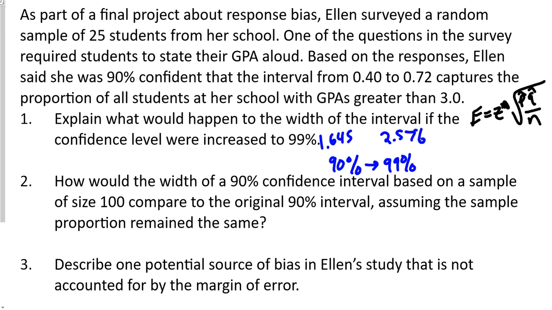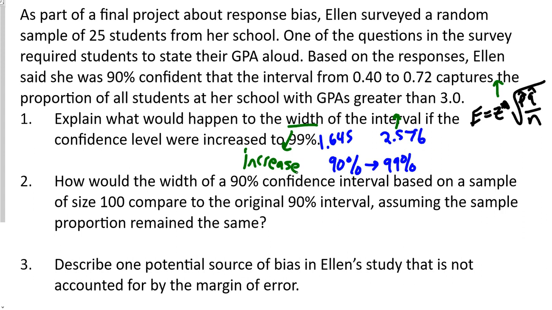If you increase the confidence level, you are increasing your critical value, which would also increase the whole error. This whole thing multiplied by a bigger number will be a bigger number. So what would happen to the width of this? The width would also increase. You have a larger margin of error if you're having a higher confidence level. So the more confident you want to be, it's going to give you a bigger margin of error, a bigger net there, because we want to make sure it fits in there.